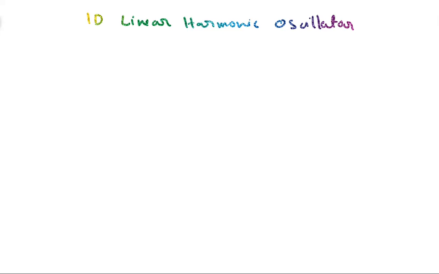So in the last video, we discussed the variational method as an approximation for quantum mechanical problems. Here we are applying this method to a 1D linear harmonic oscillator. One thing that you have to know is that we do not require an approximation method for the linear harmonic oscillator. The solution for that is exactly known.